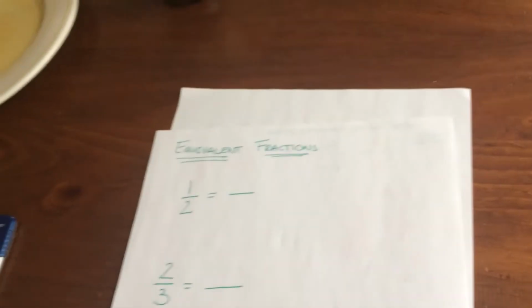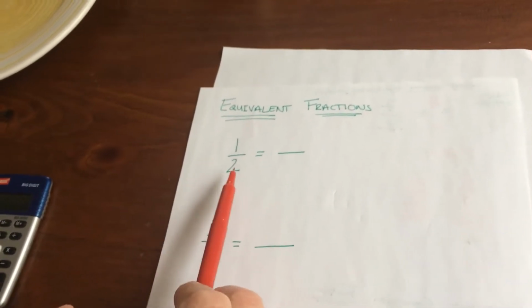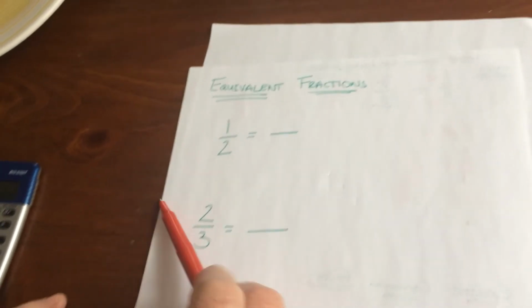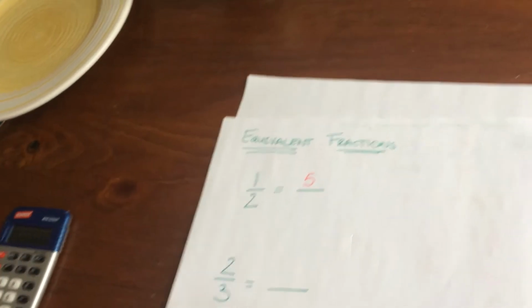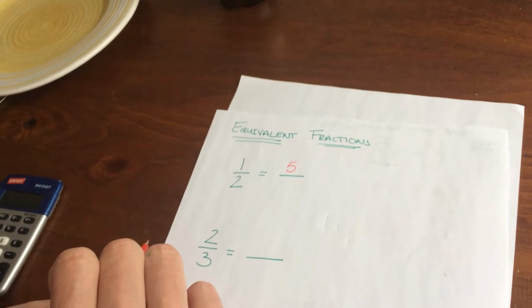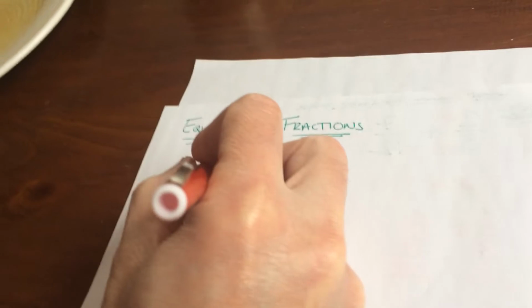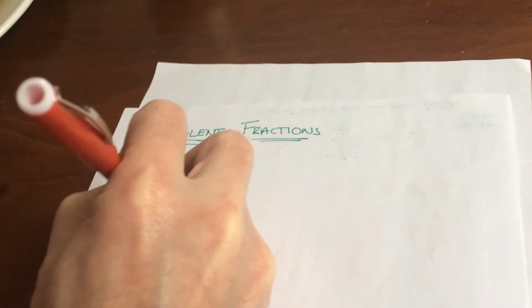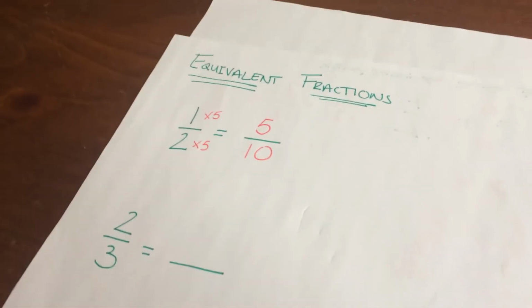So today's work is equivalent fractions. You'll be given a full fraction, and then on the other one, you'll only get one part. Here we're even given the numerator. So what do I have to multiply 1 by to get to 5? Well, 1 times 5 will get to 5. Whatever I do to the top, I do to the bottom. So 2 times 5 is 10. So 1/2 is equal to 5/10.